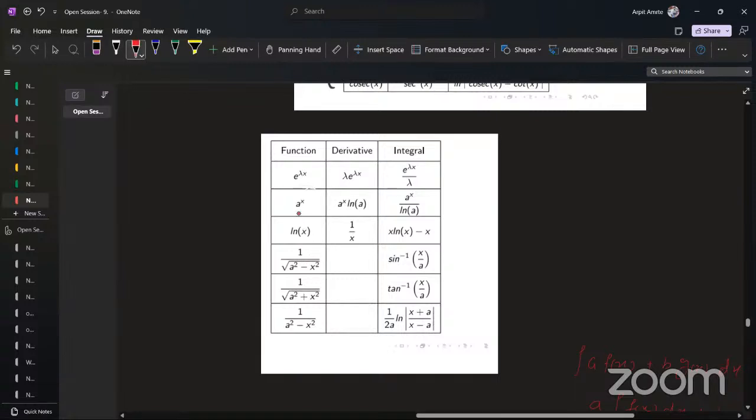Yesterday I pasted this one, so here you have this one. A raised to the power x divided by ln a.